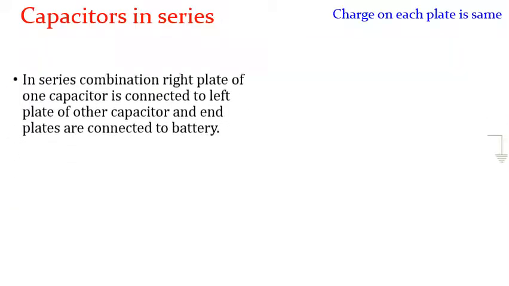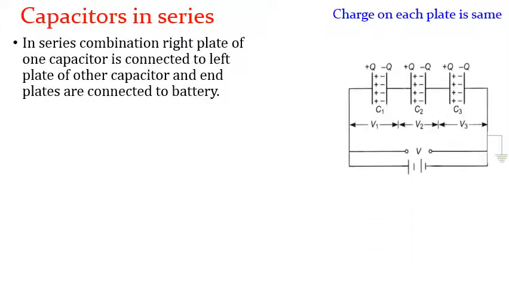Capacitors in series. See, in series combination, what is happening? The right plate of one capacitor is connected to the left plate of the other capacitor, and the end plates are connected to the battery like this. This is the right side of one, this is the left side of the other, and these two ends are connected to the battery.